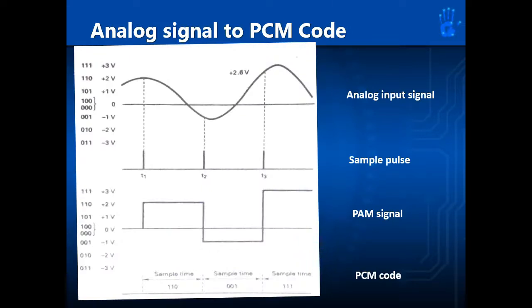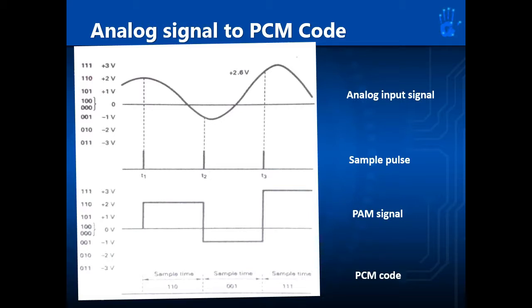Analog signal to PCM code. In this image, we have 4 kinds of signal. In the first, we have our analog input signal, which is a continuous signal of varying amplitude. And then we have our sample pulses, our constant amplitude, constant frequency pulses. And then we have the pulse amplitude modulated signal. As you can see, this is a flat top PAM signal.